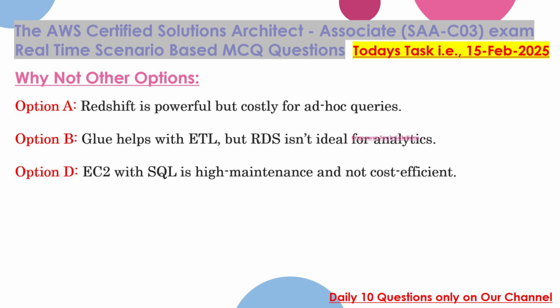Why not other options? Option A. Redshift is powerful but costly for ad hoc queries. Option B. Glue helps with ETL, but RDS isn't ideal for analytics. Option D. EC2 with SQL is high maintenance and not cost-efficient.